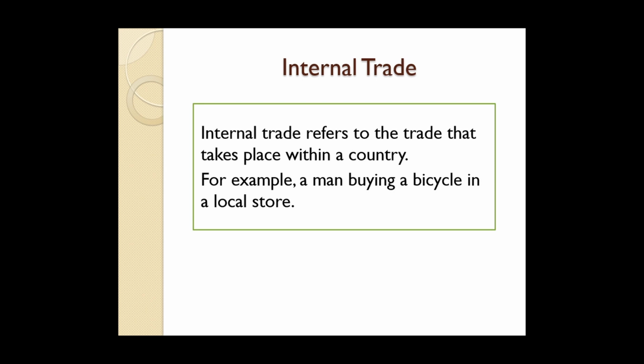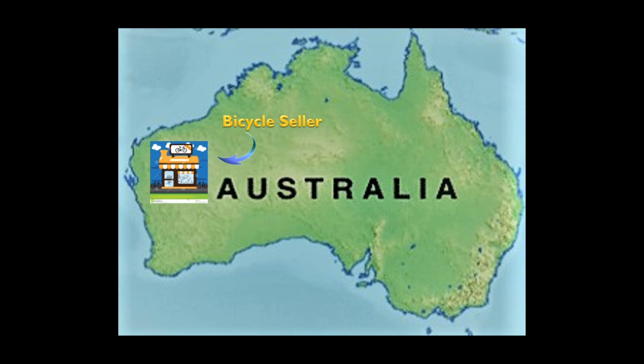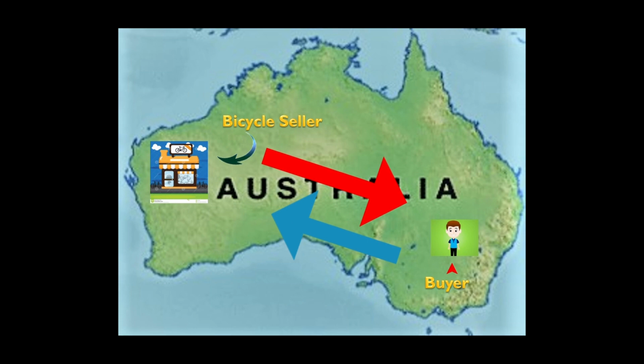For example, a man buying and selling within a country. For you to understand this better, let's look at this example. Here you have, as a country, Australia. At one end you have a bicycle seller, and at the other end you have a buyer who wants to buy a bicycle. When the buyer buys a bicycle from the bicycle seller, this is an example of internal trade.